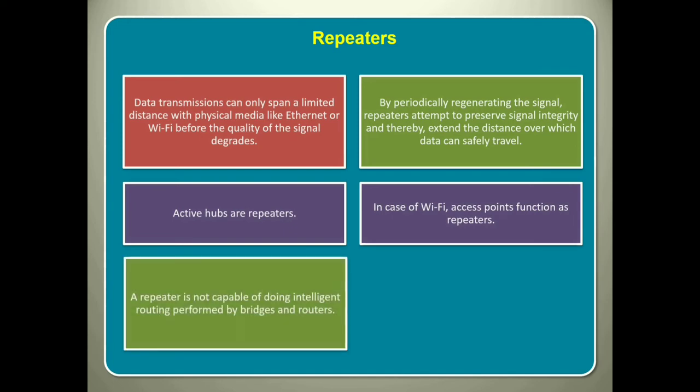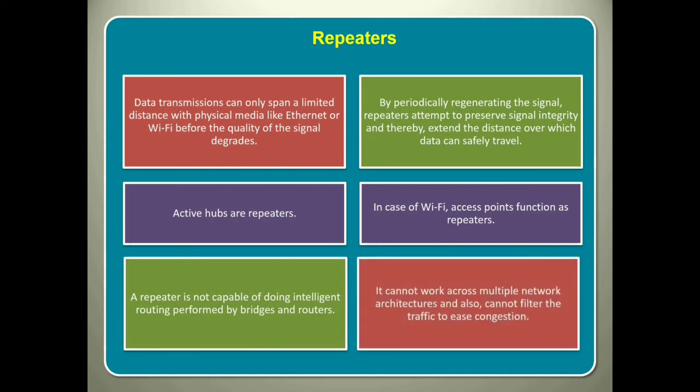A repeater is not capable of doing intelligent routing performed by bridges and routers. It cannot work across multiple network architectures and also cannot filter the traffic to ease congestion.